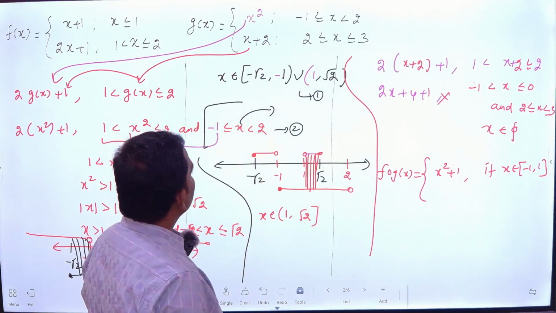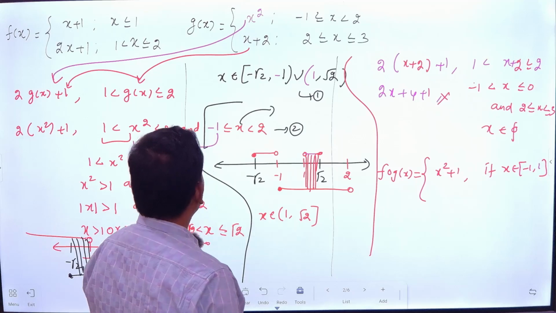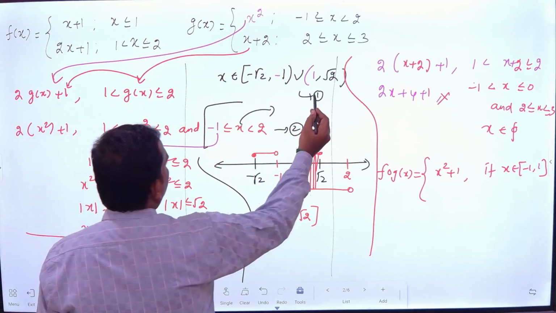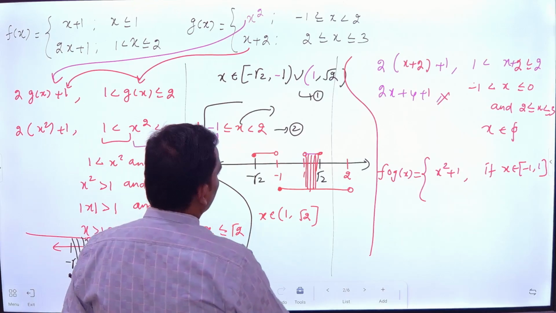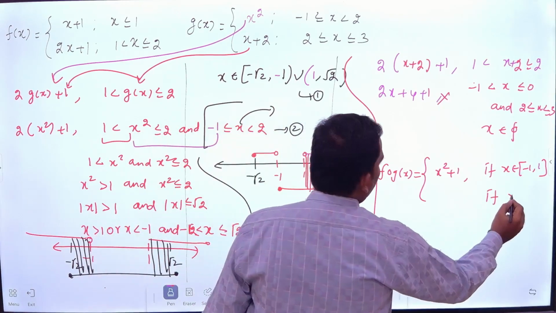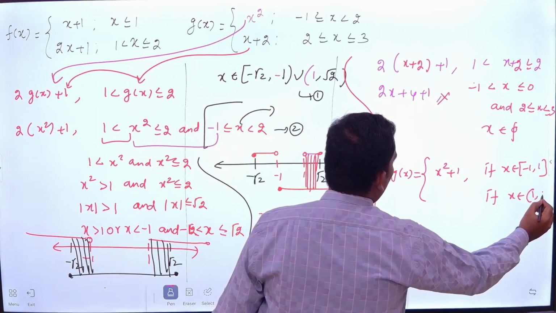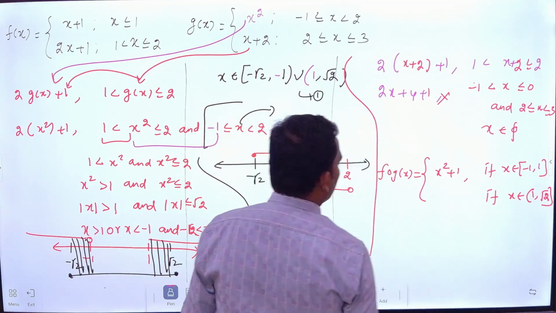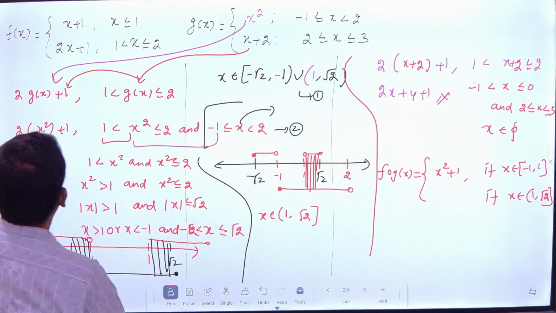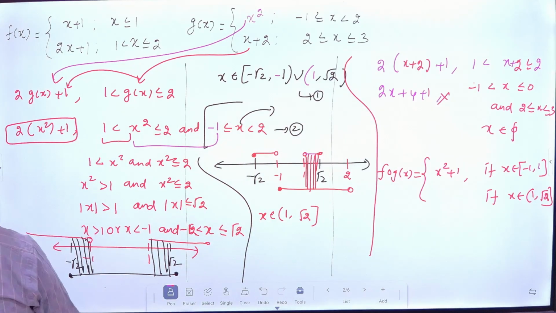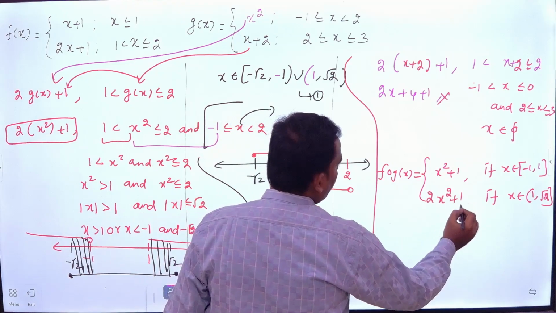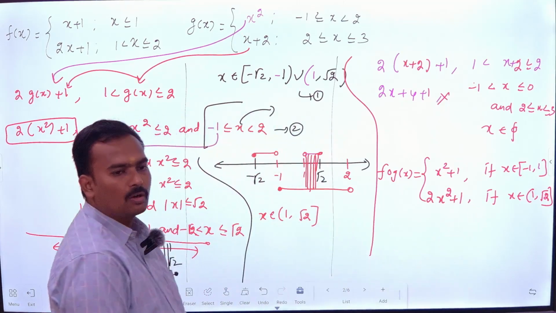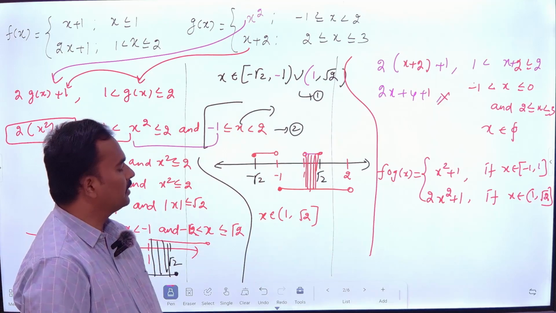The second one, you can see, what is the second one? Here, right? If x belongs to the open interval 1 to square root of 2, then which is the function? You can say this is 2x square plus 1. Got it? Okay, this is your composition of these two functions, right?